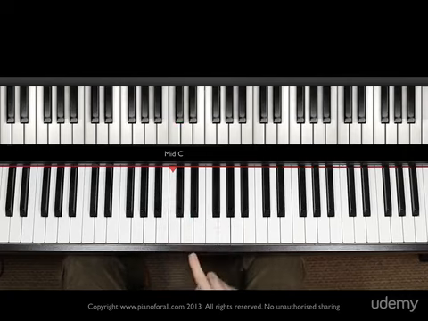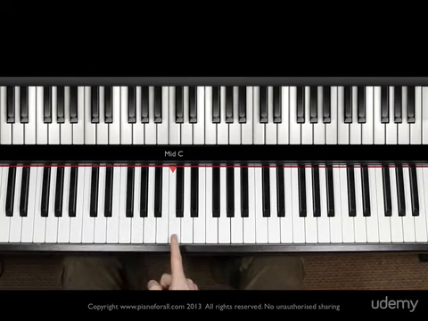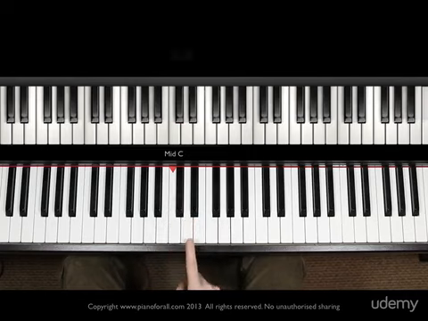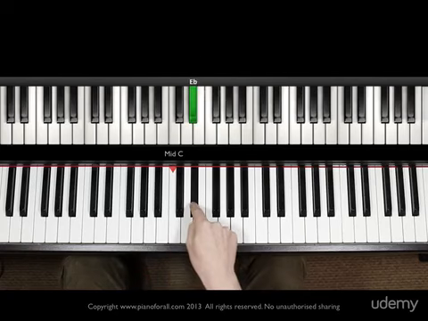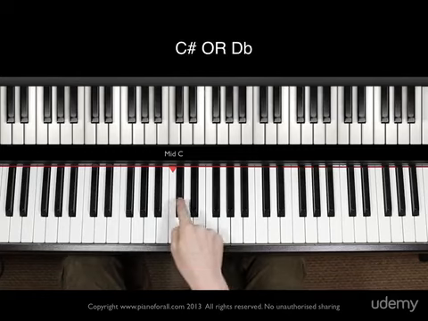Sharp is up, flat is down. So think of sharp, it's up, it's a point; flat is down. Down the piano, up the piano. So if you're on a white key, that's C, that must be C sharp. If you're on D, that must be D flat. If you're on D, that must be D sharp. And C, D, E. So that's E flat or D sharp. That's C sharp or D flat.